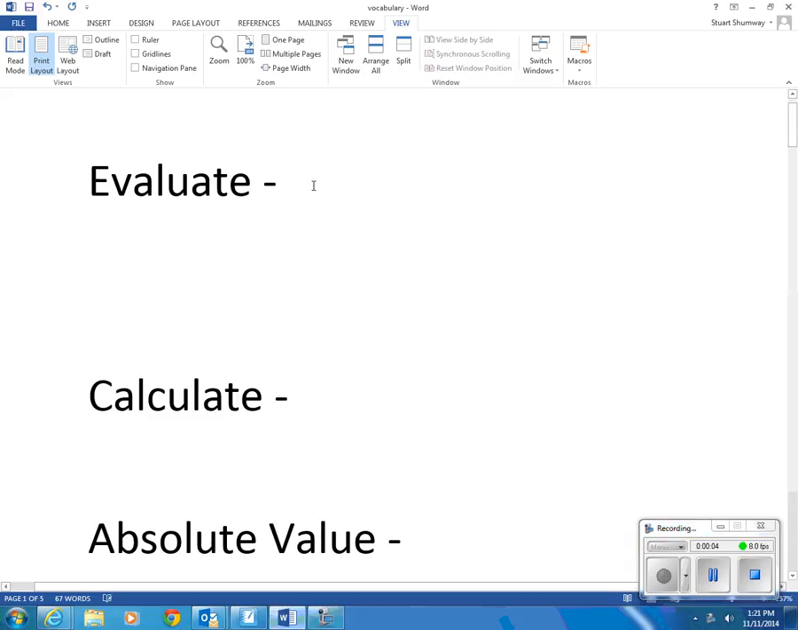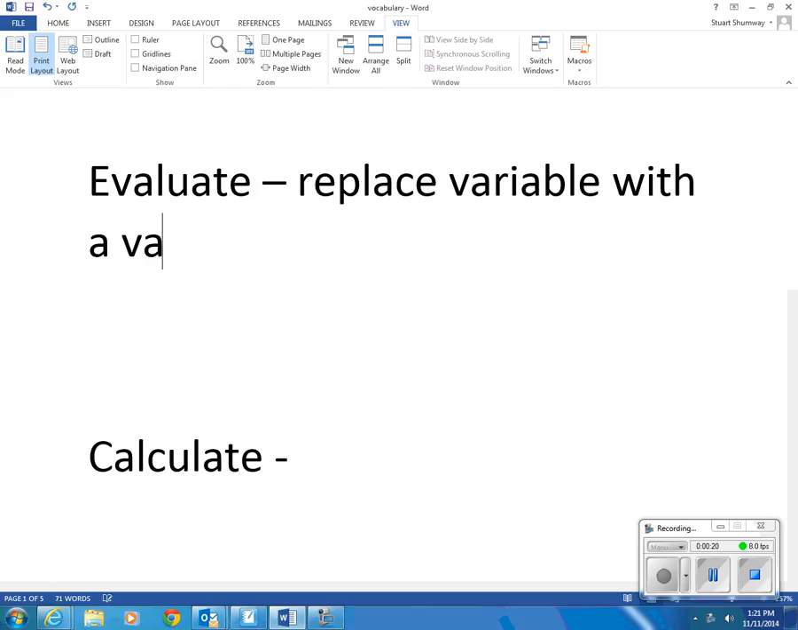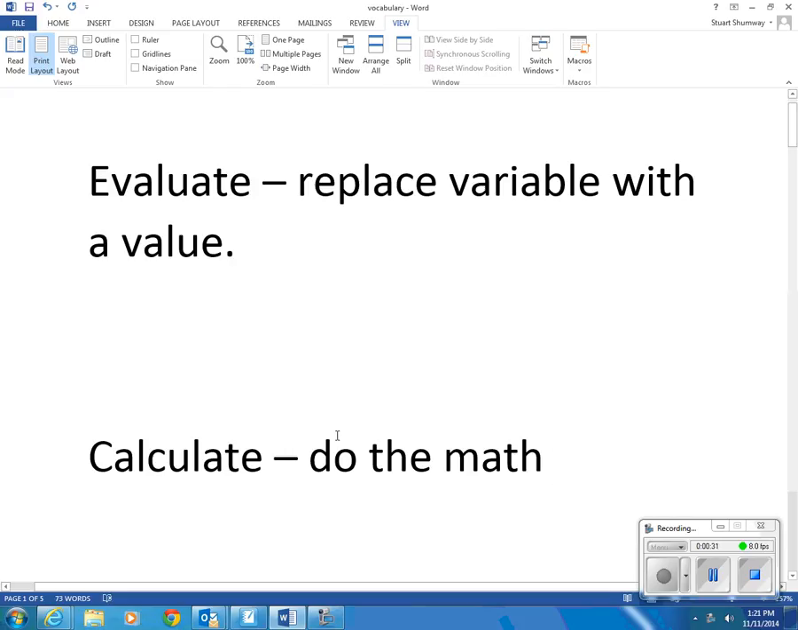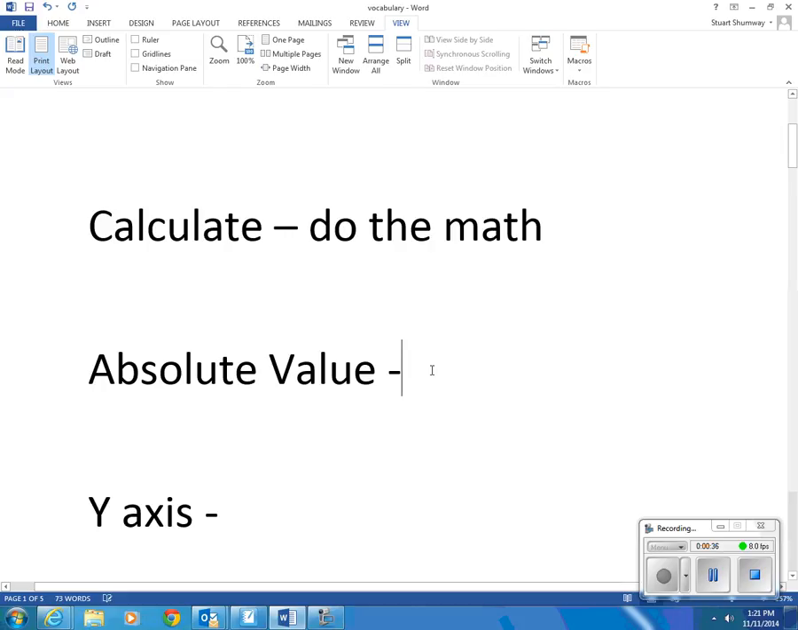Evaluate. This is a review of vocabulary words. Evaluate means to replace the variable with a value that will give you a value. Calculate. Do the math. Like if you have 2 times 3 written down, then calculating would give you 6.